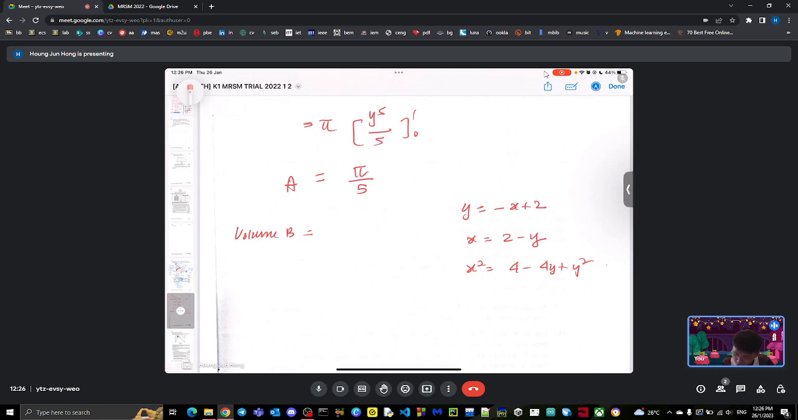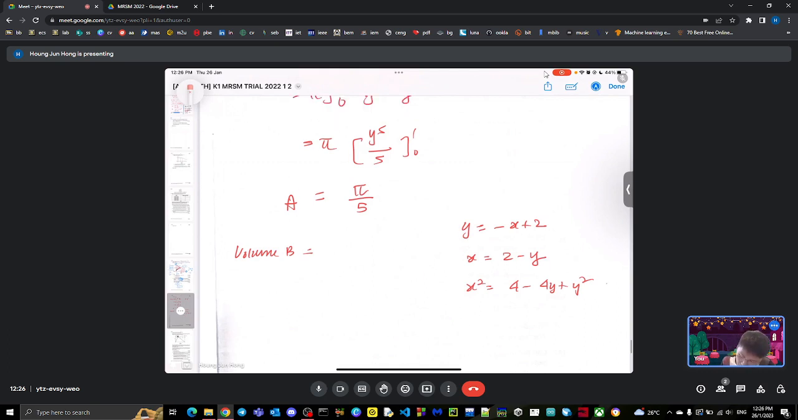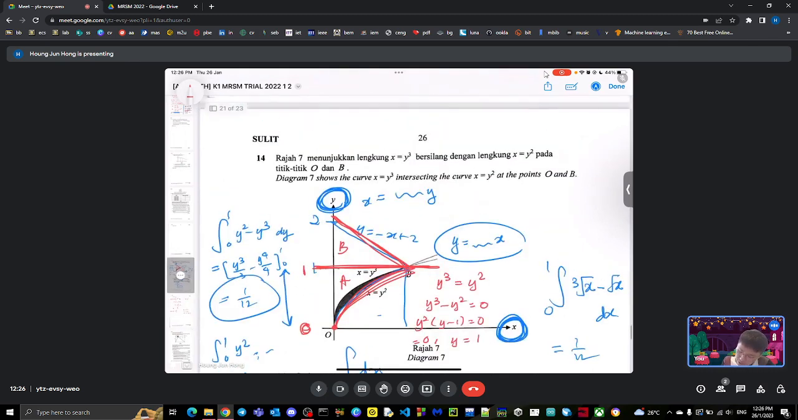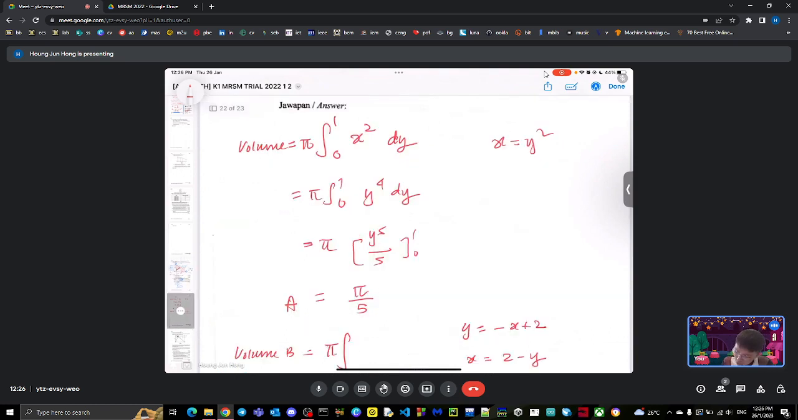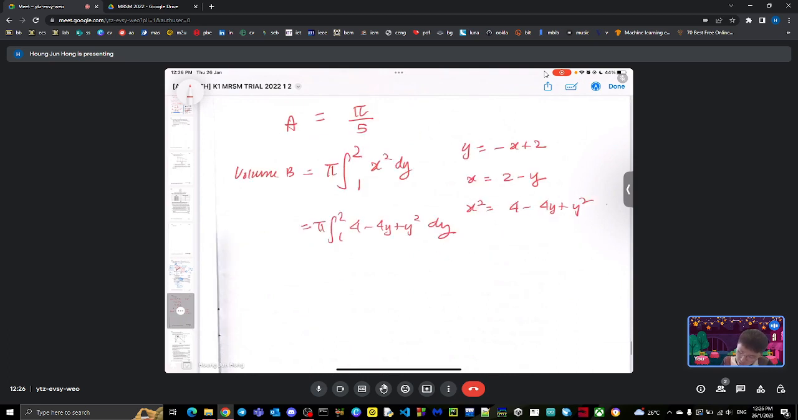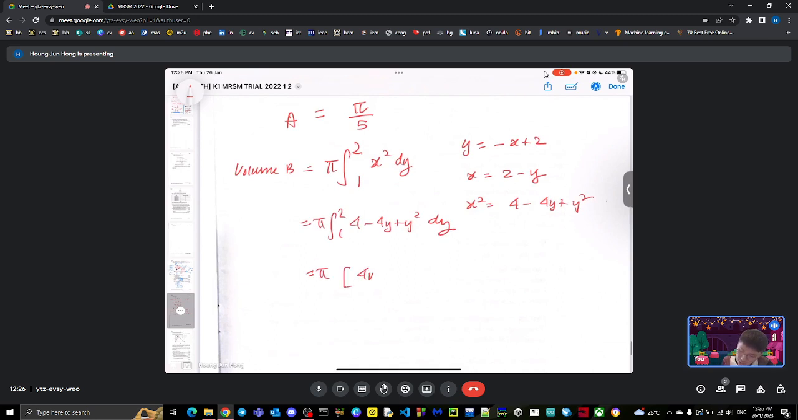Okay, so now you want to do the volume over B. Same thing, pi, and you find your limit. Your limit now is not 1 to 0. Your limit now is from this point to this point, right? So it's from 2 to 1. Pi, integral from 2 to 1 of x squared dy. Your x squared is actually 4 minus 4y plus y squared dy. And then you do the integration: 4y minus 4y squared over 2 plus y cubed over 3, from 2 to 1.